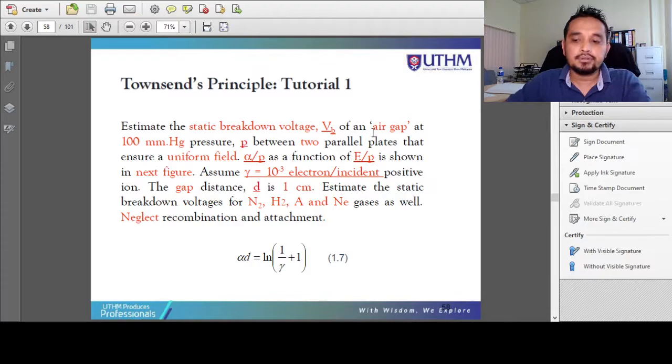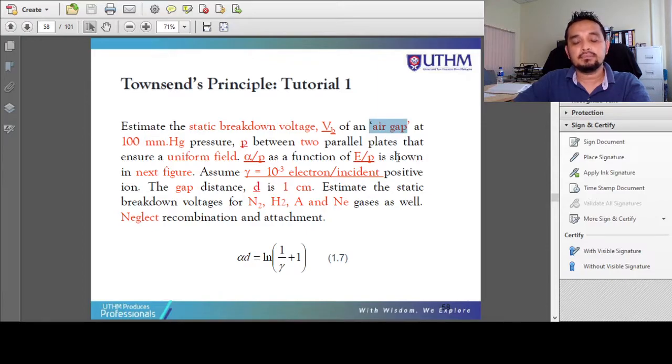Alright, so we come to this tutorial example to further understand the Townsend principle. For example, estimate the static breakdown voltage, VB. This is the keyword, static breakdown. Why static breakdown? Because in the Townsend principle, they assume the electric field within the chamber is static, electrostatic conditions of an air gap. This is also a keyword, air gap.